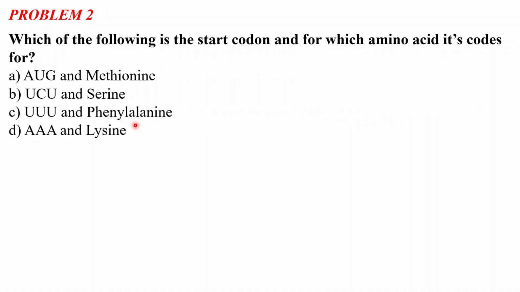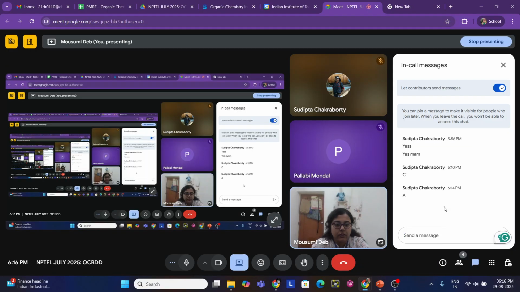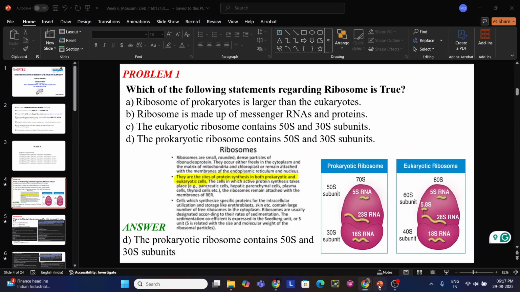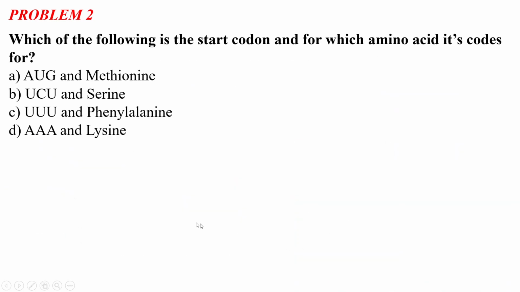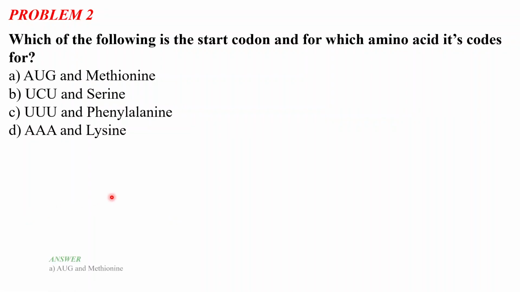Okay, let me check, because I think this is a much easier question, and I know all of you can answer it correctly. I got one answer saying it is number A. Let me check if number A is the correct answer or not. So the start codon and the amino acid it codes for, very good, it is number A, AUG and methionine.